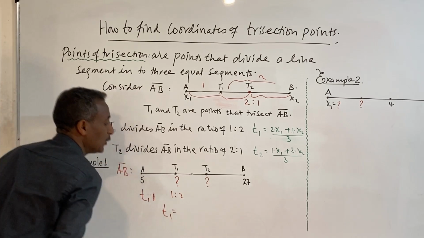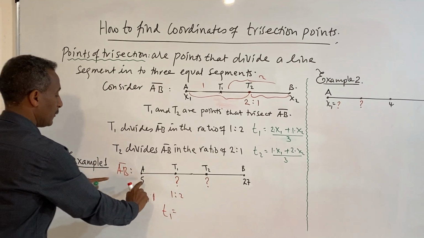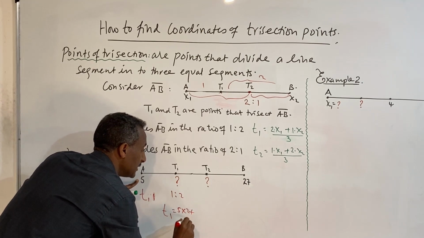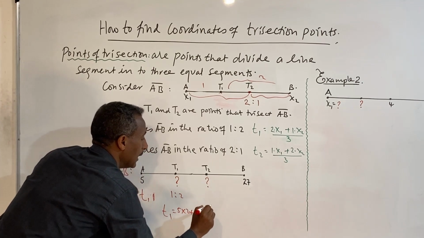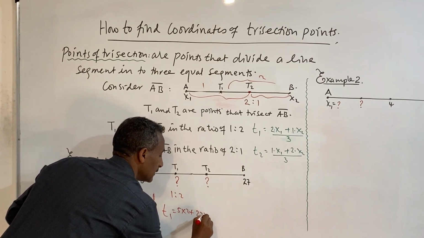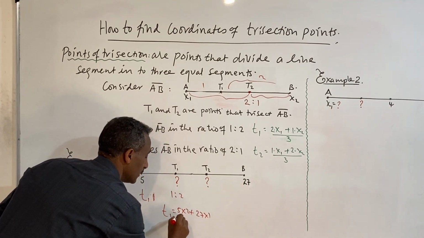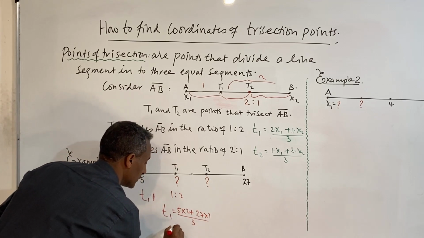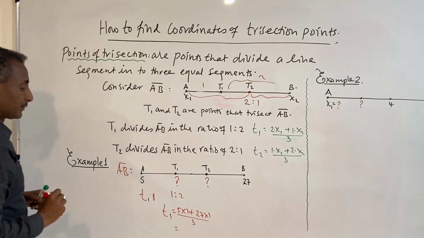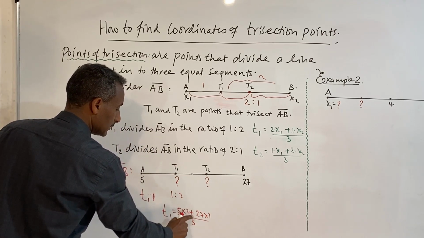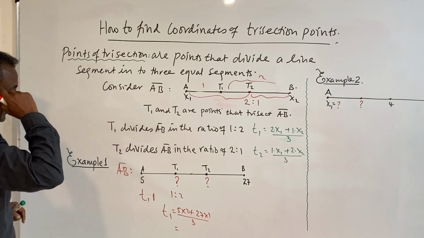ስለዚህ T1 እኩል ይሆናል 5 ሲባዛ በ2 ሲደመር 27 ሲባዛ በ1 ኦቨር 1 ሲደመር 2 3 እናደርጋለን። 10። Okay.